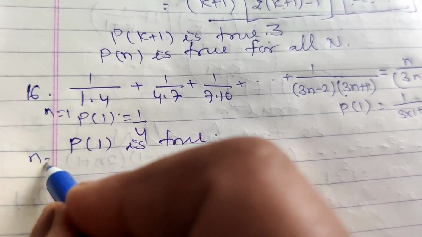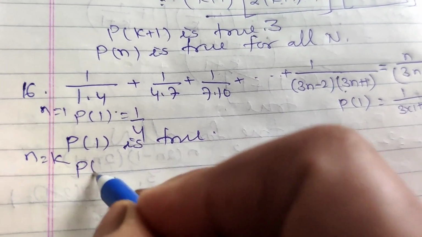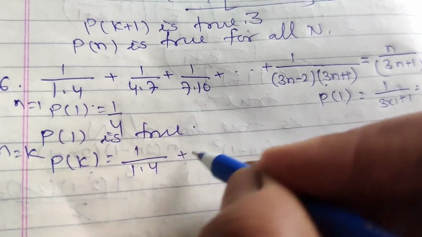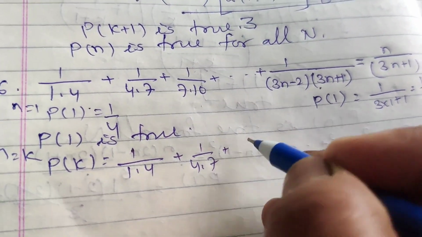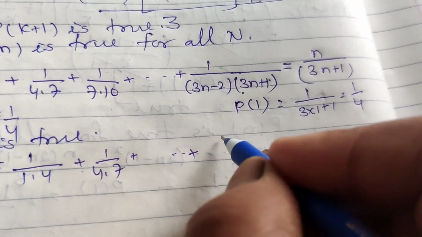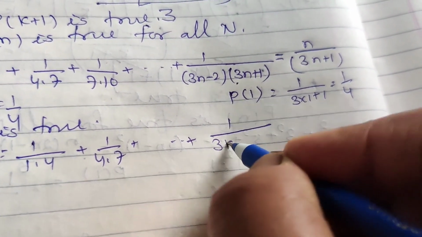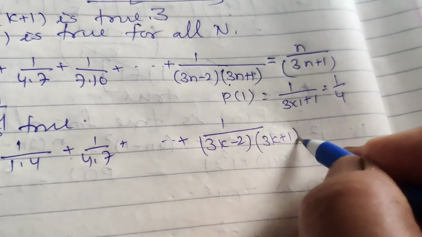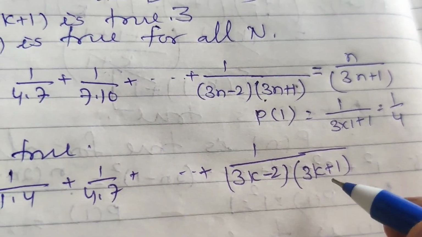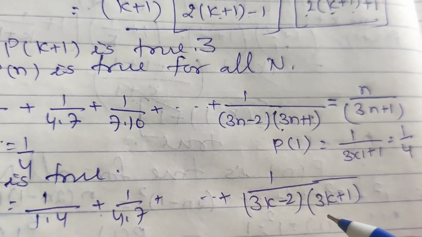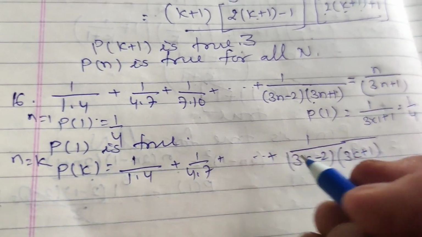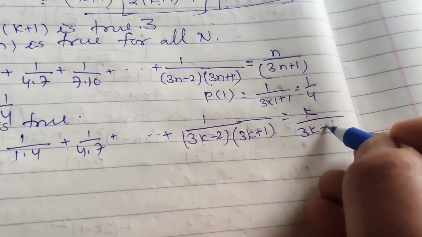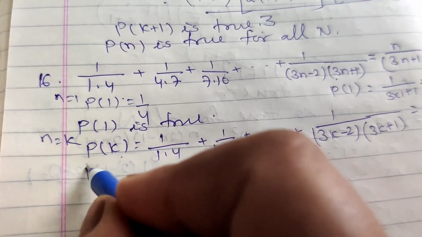Now n equal to k. The series Pk is 1 upon 1 into 4 and so on. The process is the same in all the questions, just the difference is in the solution. The terms are 3k minus 2 and 3k plus 1. It means this is equal to k upon 3k plus 1. It means Pk is true.